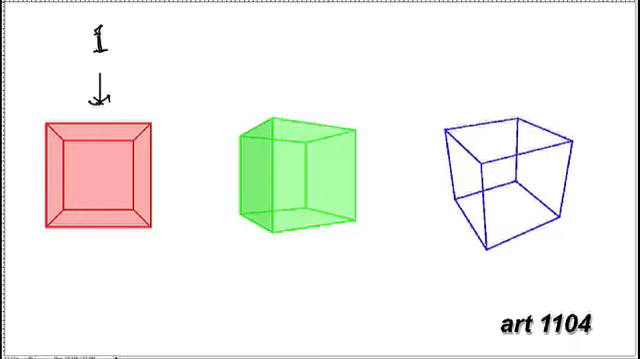In contrast to 2-point perspective, shown here in the middle in the green cube, it appears as if the station point or viewer has moved relative to the cube, and now not only are we seeing one surface, but now we're seeing a second surface of the cube.